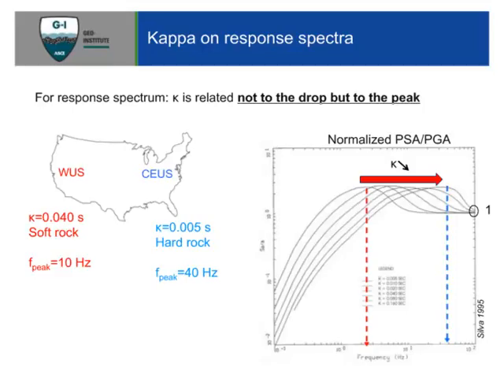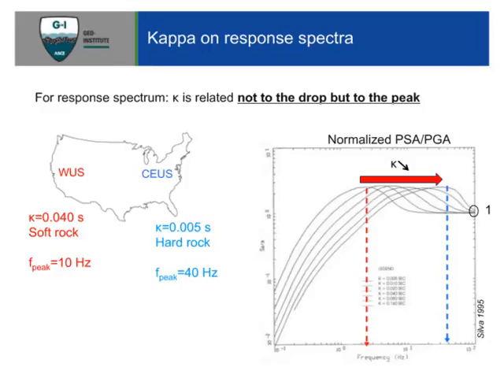If you want to go into the response spectral domain, which is a little more tightly related to structures, of course, let's look at the same shift. Let's look at how it will change ground motion. So we're looking at response spectra, which are normalized by the peak ground acceleration, so PGA, and we're looking at frequency. So instead of looking at the decay, now we're focusing on the peak of the spectrum.